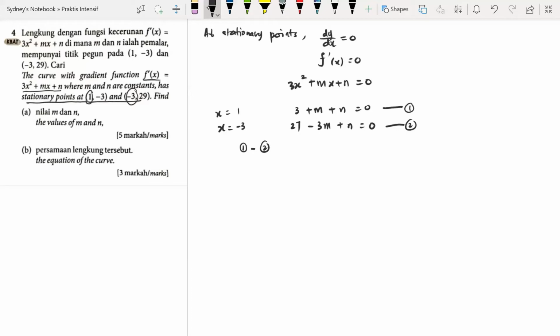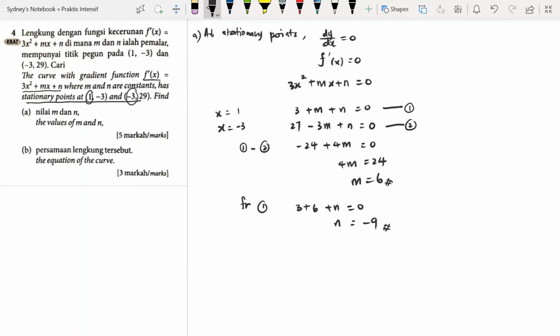So we will have 3 minus 27, -24. m minus -3m, we have 4m. n minus n, no more. So equals 0. 4m equals 24, therefore m equals 6. And then from equation 1, 3 plus 6 plus n equals 0, therefore n equals -9. So we have found the values of m and n. So that is for part A.